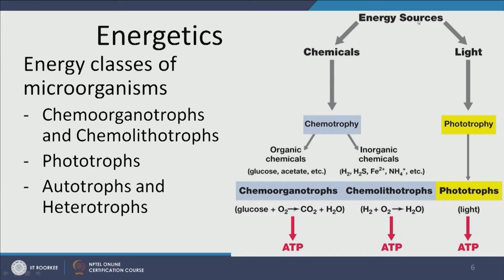So if the energy source of a microbe is light, like plants and trees, they use light to make their food, then these kinds of microbes are called phototrophs. Photo means light, troph means food. So phototrophy, and the microbes are called phototrophs. They use light to make ATP, which is a major energy currency for the cell.